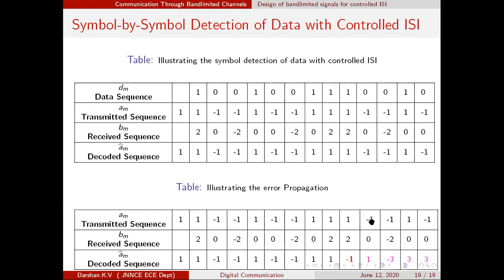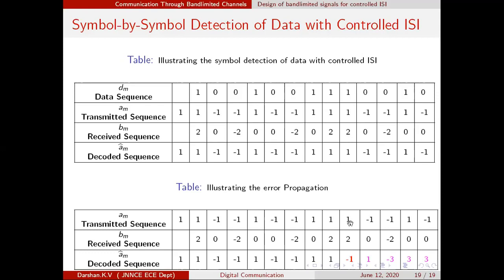What have you transmitted? Sorry, you have transmitted minus 1, you are receiving it as 1. So whenever you have an error, the forthcoming decoded sequence will also be in error. Again let me repeat, an error happened in the decoding, so that at this particular instant you have got the decoded symbol as minus 1. Actually what should it be? It should be plus 1.